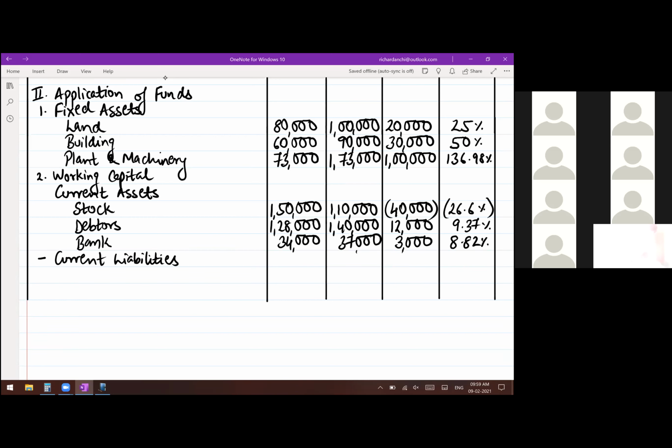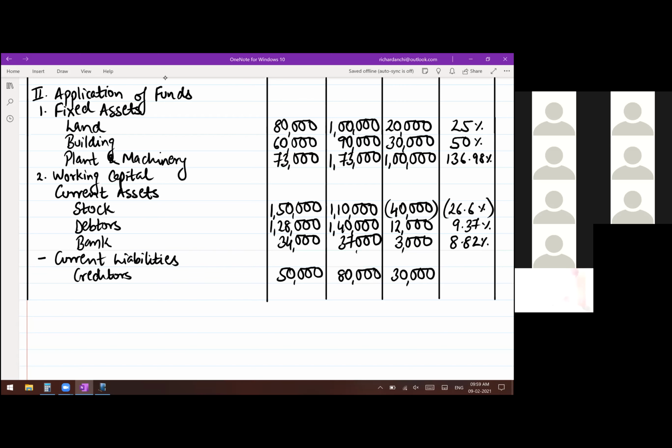If you come back to the liability side, the last three items are all current liabilities. Starting with creditors, write down: creditors in 2018, 50,000. In 2019, it is 80,000. Tell me, absolute change. 30,000, correct. And percentage change, 30 divided by 50 into 100. 60%, correct. Good.